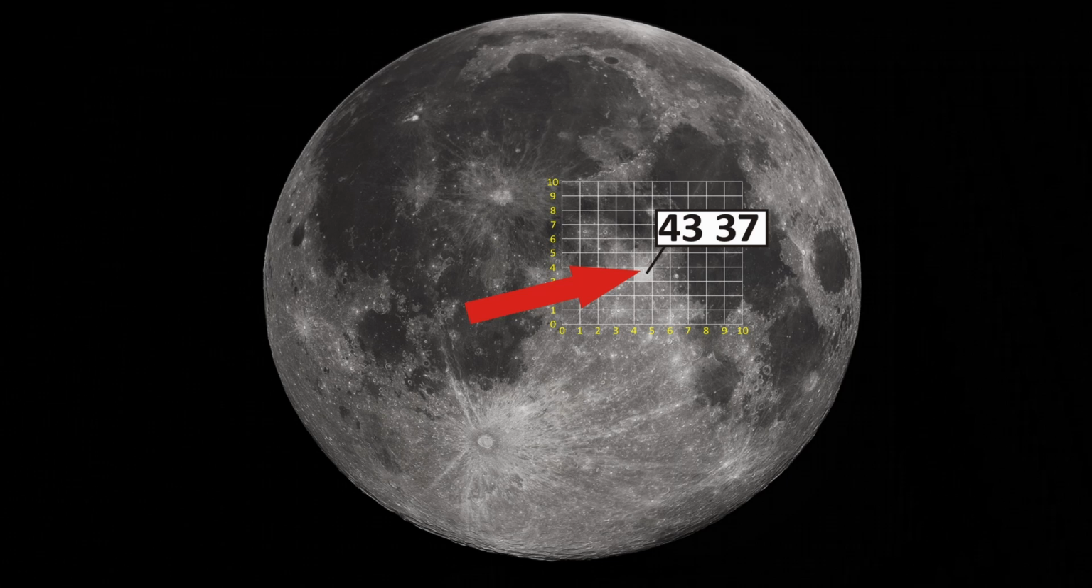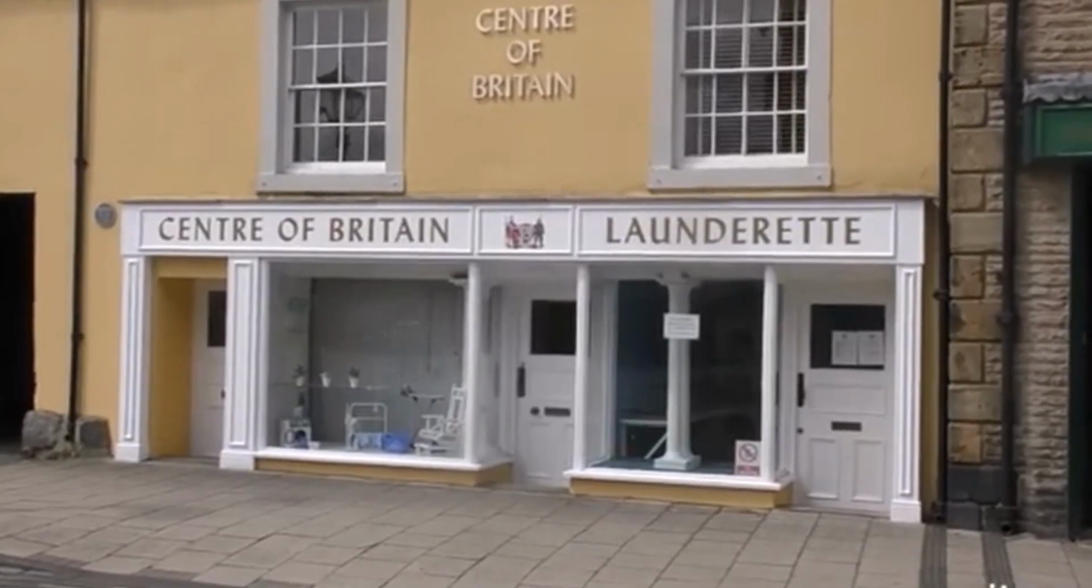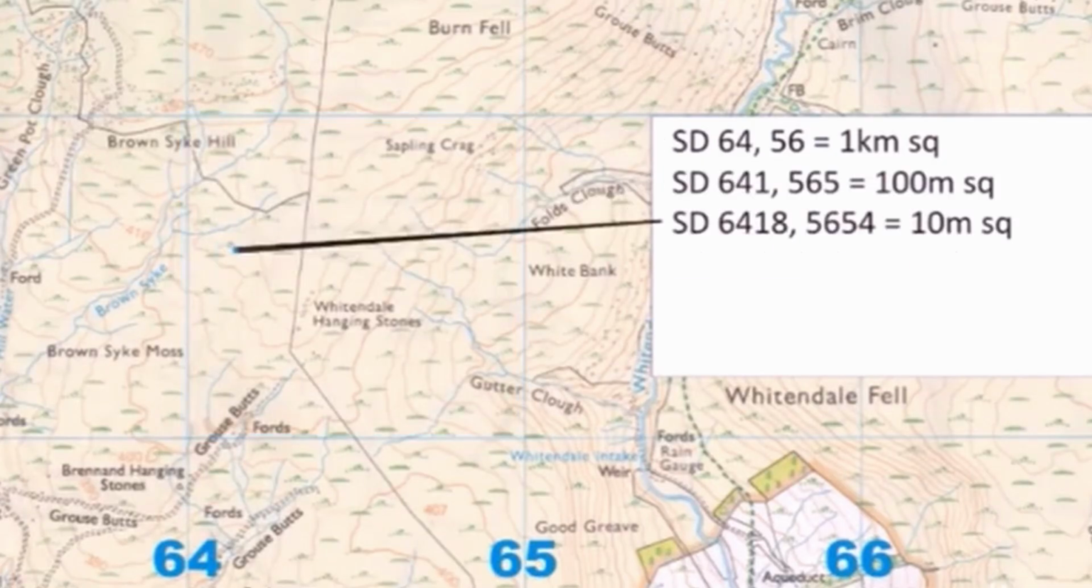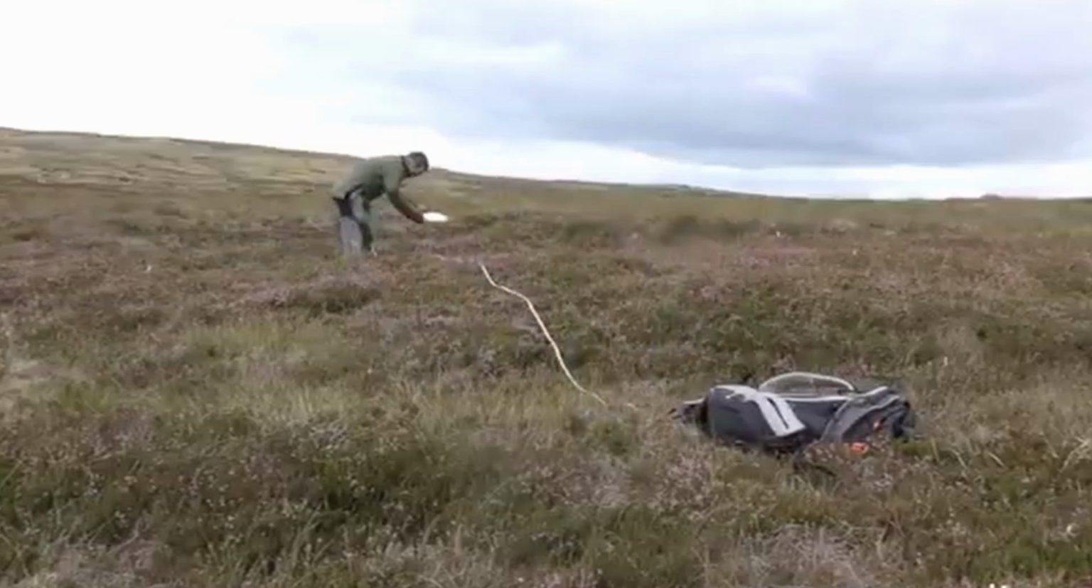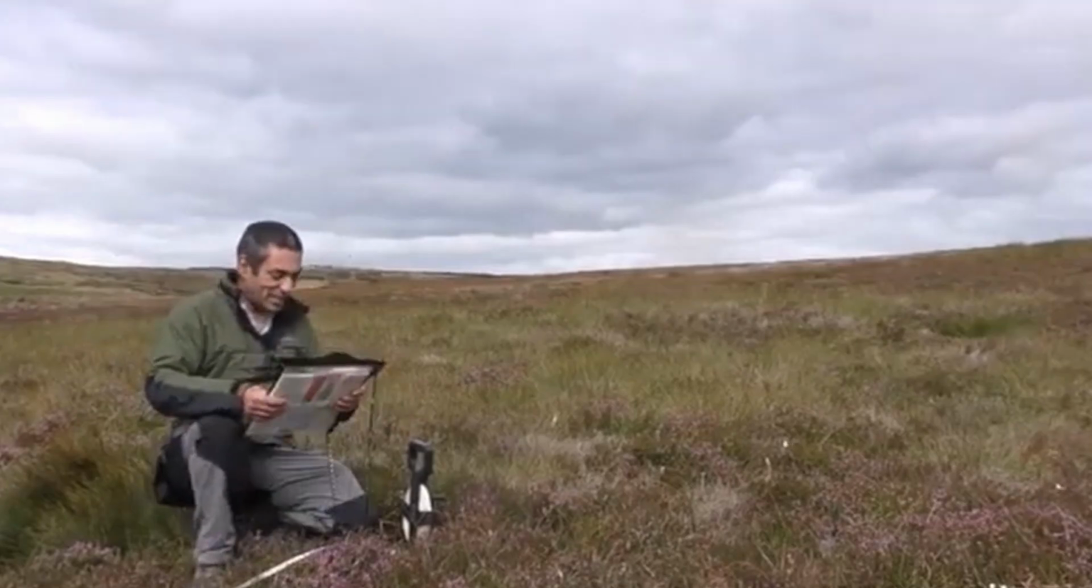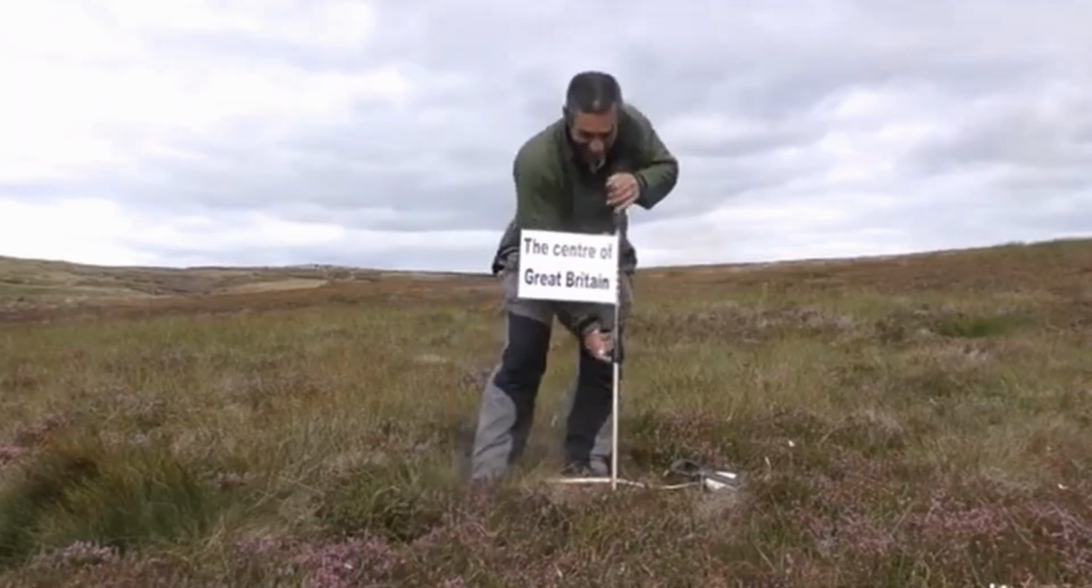Now we could divide each 100 meter square into 10 meter squares, and then divide those smaller squares and keep on doing this until we had a very, very precise location. But normally when you're out walking in the hills and the mountains, giving your location to within 100 meters or 10 meters is normally enough. I made a video, by the way, when I went to find the exact 1 centimeter square which is at the very center of Great Britain. I'll put the link in the description box.